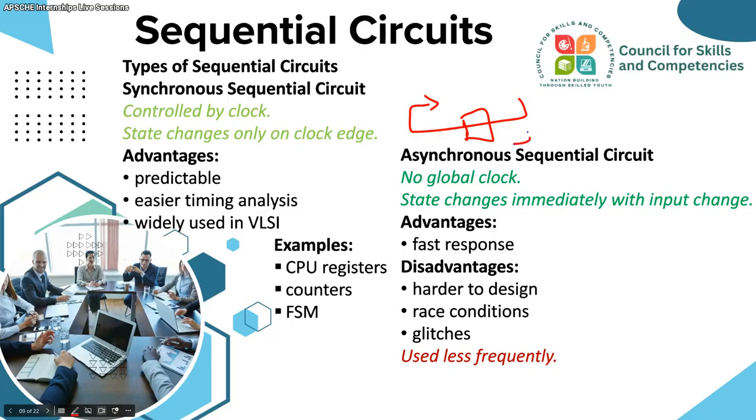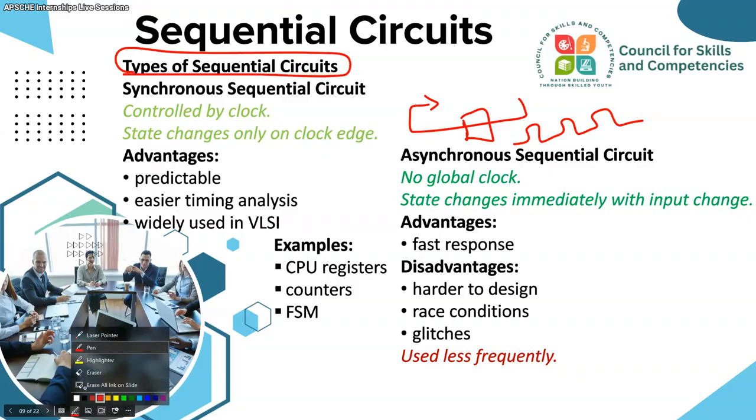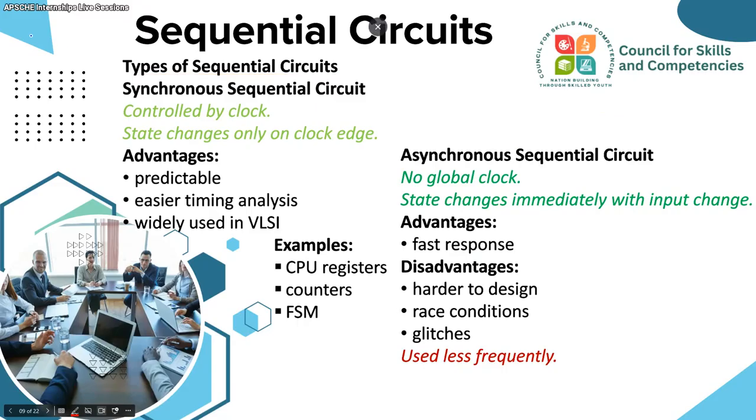Whether it is applied according to the clock, or whenever we want it to change. That is where these types of sequential circuit come in. We want to give the feedback, that is a sequential circuit, that is correct. But how that feedback is controlled, there come two types. One is synchronous.